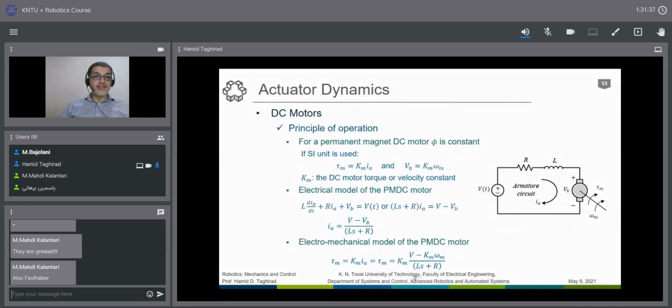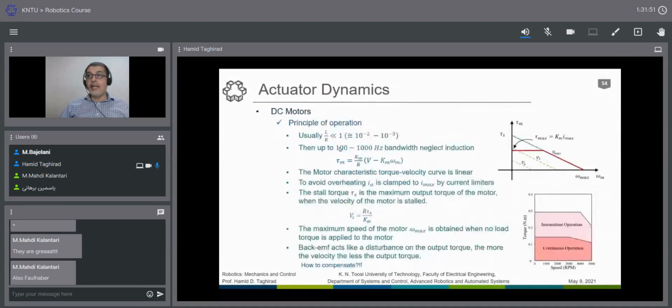It is first order, with basically an exponential transient because of Ls + R. This is a general model for the system, but we don't usually use that. Usually L over R is very, very small, especially in good motors.